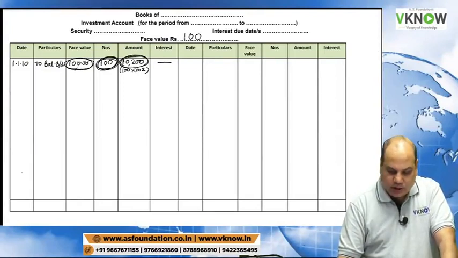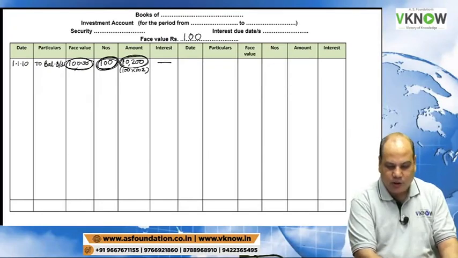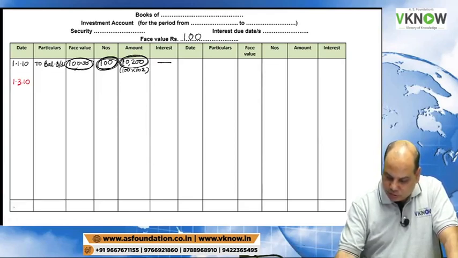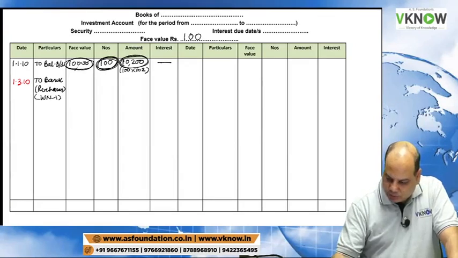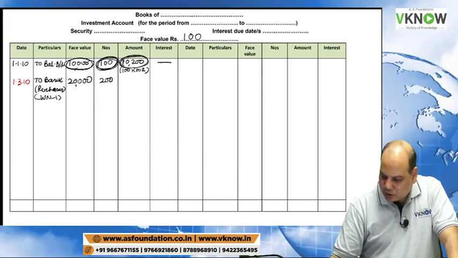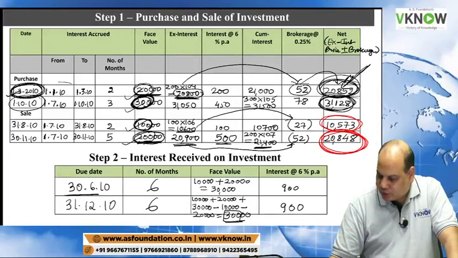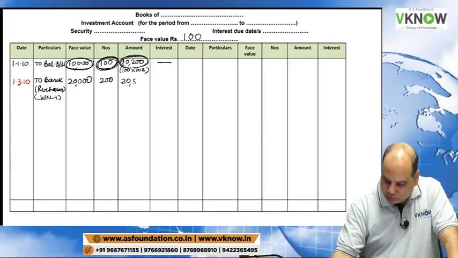First we'll go to the debit side, write the purchases. Write the purchases on the debit side. 1st March 10, to bank, purchase, working note 1, quantity purchased 200, face value 20,000. Here we have to write the ex-interest amount, this last column figure, 20,852, and interest 200.